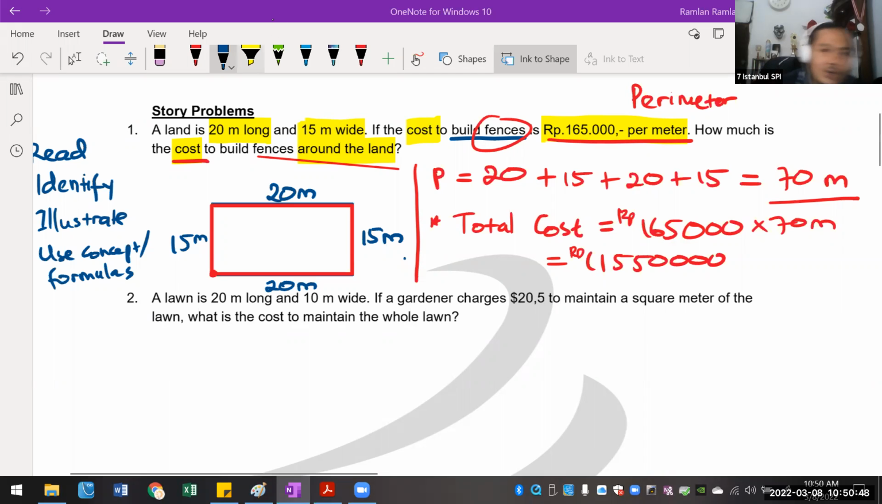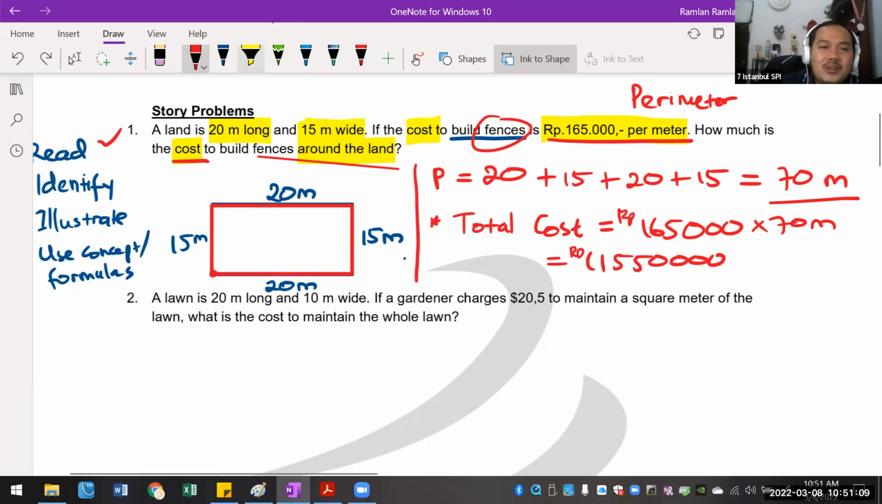Okay, so let's read it again. Let's start from reading the question. A lawn, ya, lawn itu kayak kebun, taman gitu. Pokoknya kalau ke taman yang ada rumput-rumputnya itu sebutnya lawn ya. Apa sih bahasa Indonesia nggak tahu. A lawn is 20 meter long and 10 meter wide.